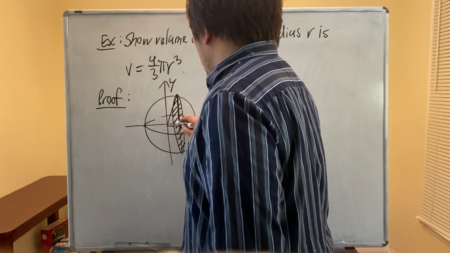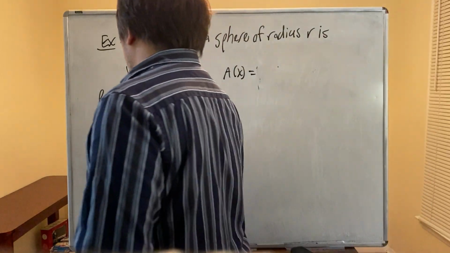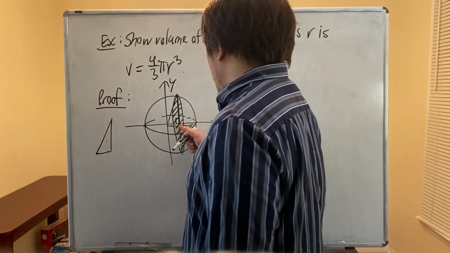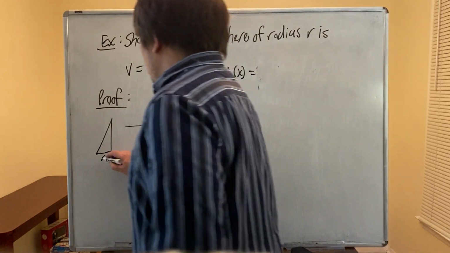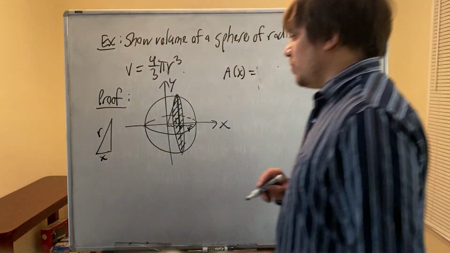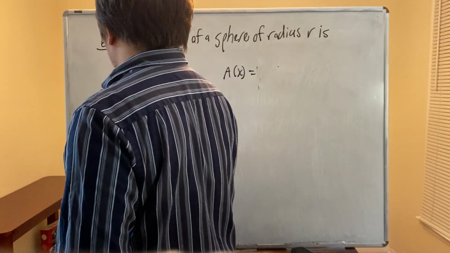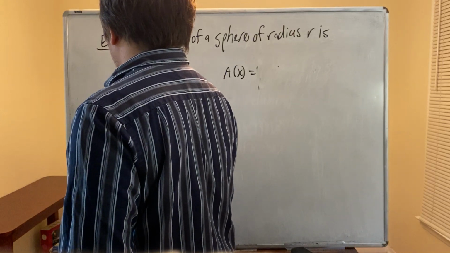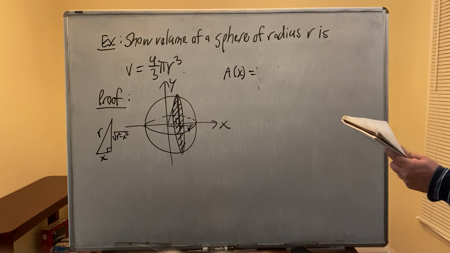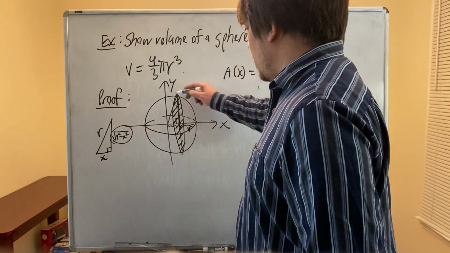And so what we have is a right triangle. See this triangle here, where this is the radius of the circle, this is the x coordinate of your point, and this is actually the radius of the sphere. And so this is a right triangle. So that means that this height is the square root of r squared minus x squared, because by the Pythagorean theorem, that works out. So this is the radius of this cross-sectional circle.